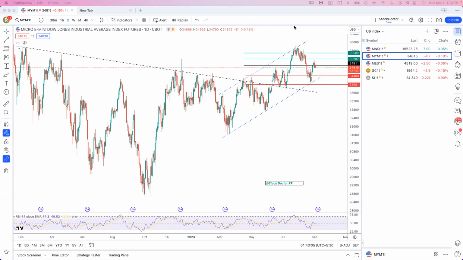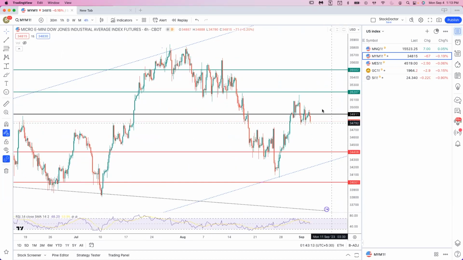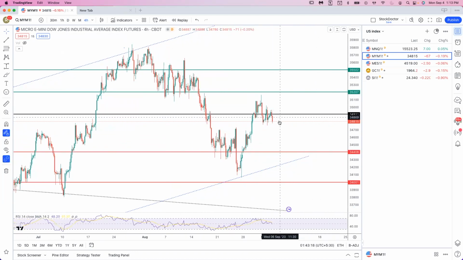Let us convert it into the 4-hour chart here. So to me, 34,900 is the first important resistance level. If it crosses above 34,900, then the next target is 35,200 and the second target is 35,500. As we are staying below 34,900 now, if we continue to stay below that, then the first target is 34,400 and the second target is 34,000.